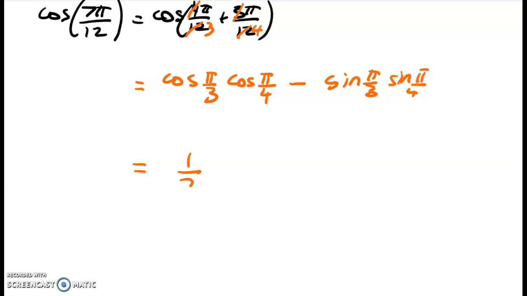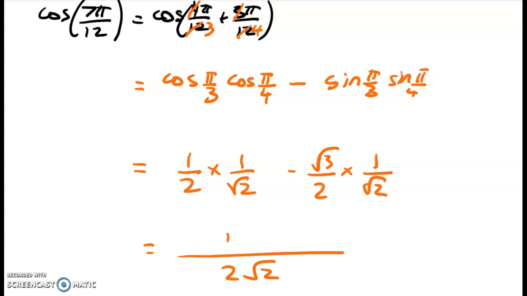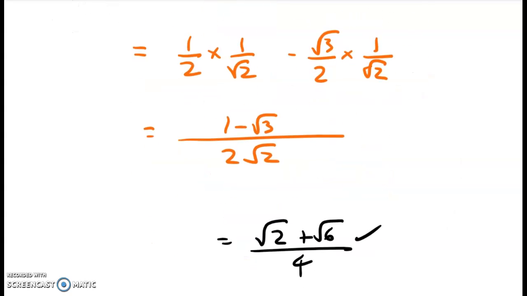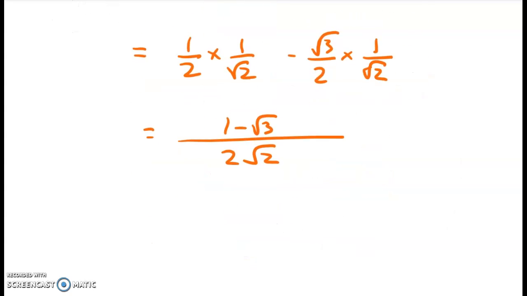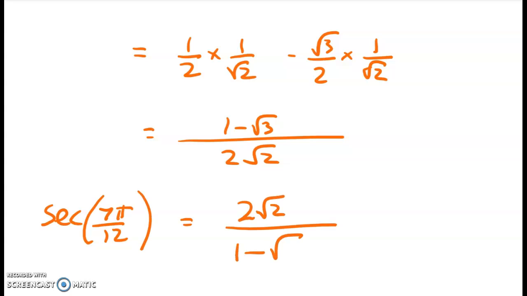So cosine of pi on 3, 1/2 times 1 on root 2, minus, sine of pi on 3 is root 3 on 2, going in the same order, times 1 on root 2. So that gives me 2 root 2 in the denominator and 1 minus root 3 up here. And sec is just the reciprocal of that. That's why they're called the reciprocal trig functions. So sec of 7 pi on 12 will equal 2 root 2 over 1 minus root 3.